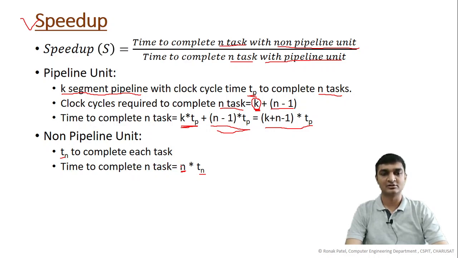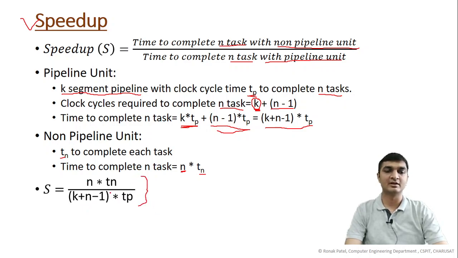We have n tasks, so that is n into tn. Now if we put this equation in this equation, our speed up S is n into tn, that is non-pipeline, upon pipeline, that is (k + n - 1) into tp. This is the equation to find out the speed up for any pipeline approach. So you will get the performance evaluation of your pipeline approach compared to your non-pipeline approach.